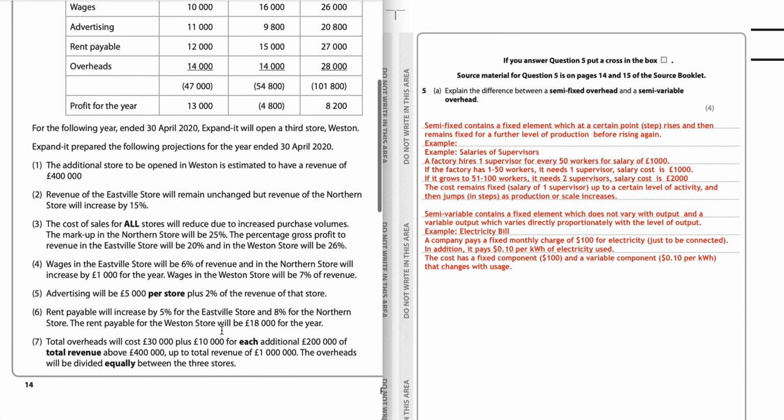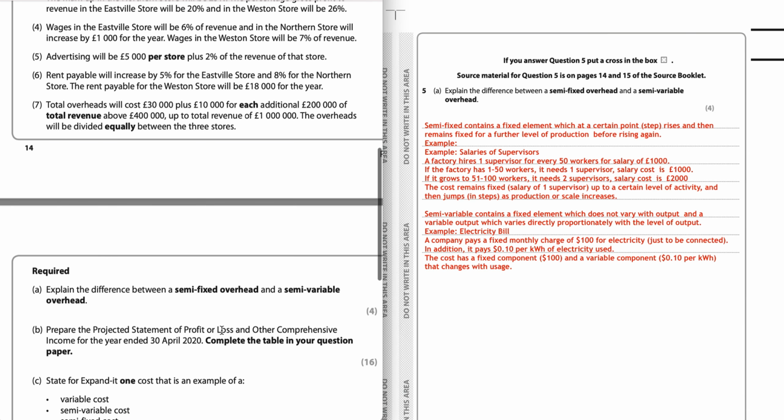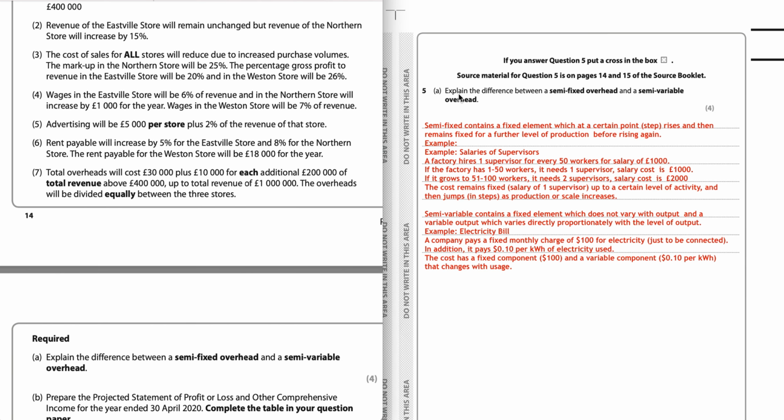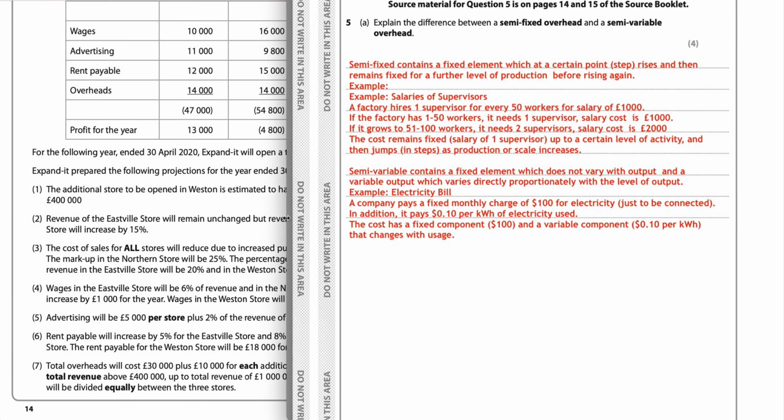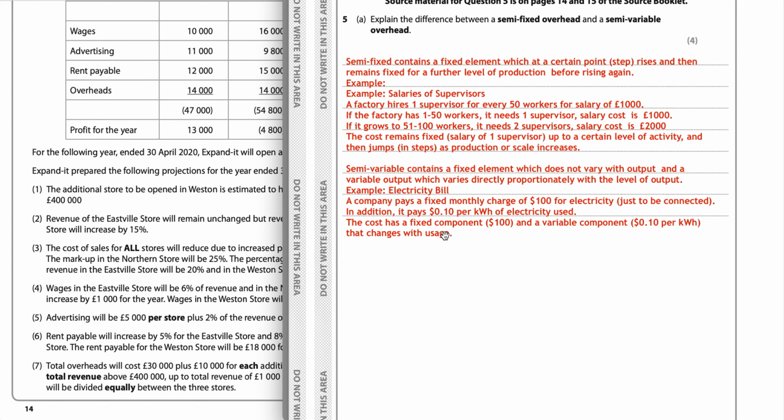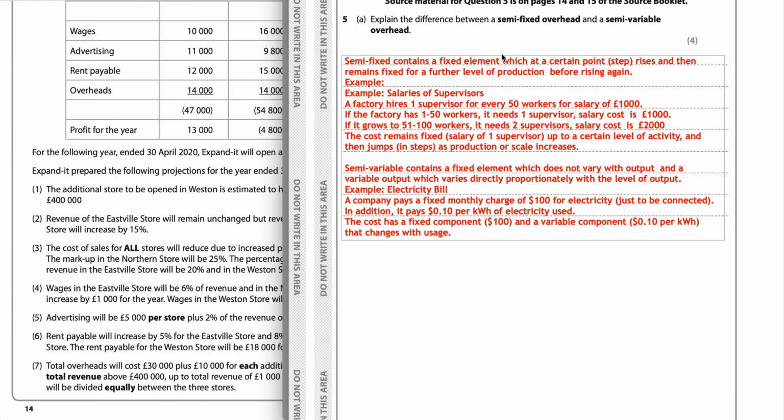So let's look at the first part of the question. It's a theory question. Explain the difference between a semi-fixed overhead and a semi-variable overhead. So here let's see what is a semi-fixed overhead. A semi-fixed overhead will contain a fixed element up to a certain point, and then it will rise, and then it will remain fixed for a further level of production.